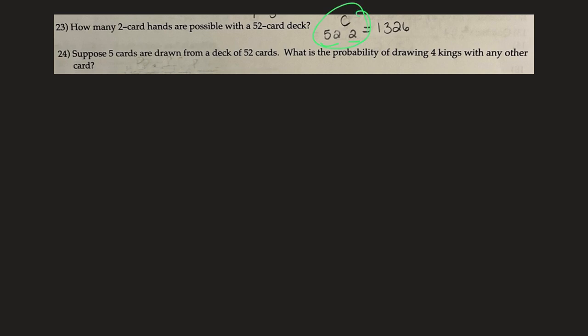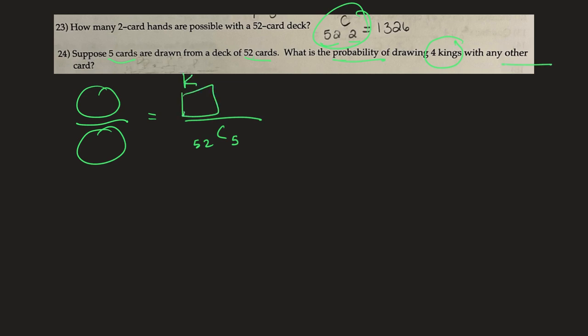Suppose 5 cards are drawn from 52 cards. What's the probability? So probability, I need something on the top, something on the bottom. And I'm drawing 5 cards from 52. So the bottom thing, the total number of ways that you could choose 5 cards from 52 would be 52 choose 5. And then on the top, they want to get 4 kings with any other card. Okay, so let's figure out kings and then other card.